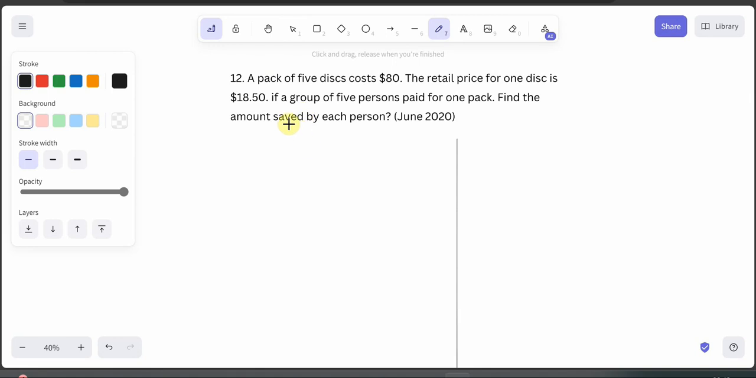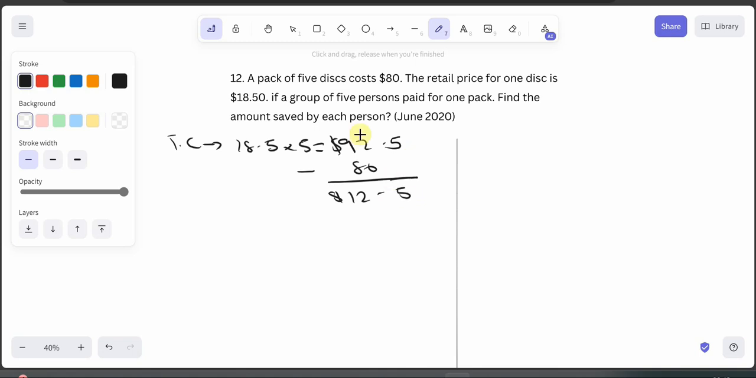So we're told that a pack of 5 discs costs $80, right? But the retail price for one is $18.5. So if this group of 5 actually paid for 1 each, let's see how much it would have been. That will be 18.5 times 5, which will give you 92.5. So the total cost should have been 92.5, but they bought the pack of 5, which costs $80. So if I subtract $80 from this, that will give me $12.5. This is the amount that all of them saved.